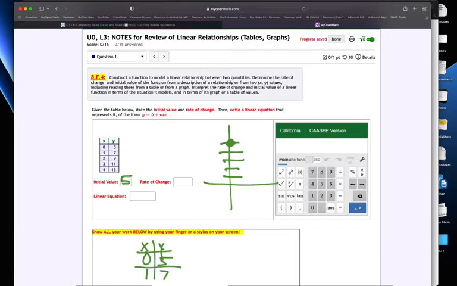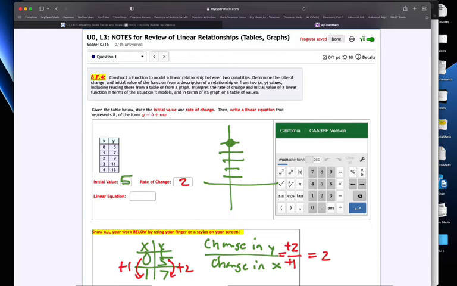And we were finding the change in y over the change in x. We're technically trying to figure out, as far as the y values go, if we go from 5 to 7, we are adding 2. So the change in y is positive 2. And to go from 0 to 1 in the x values, the change in x would be positive 1. Well, the ratio of positive 2 to positive 1 simplifies to positive 2.